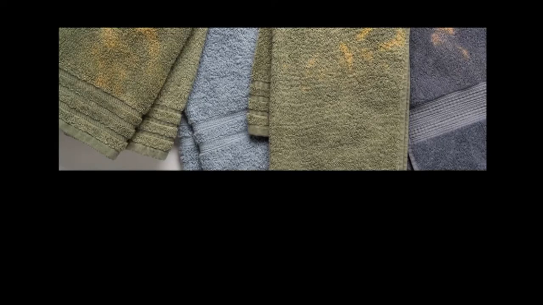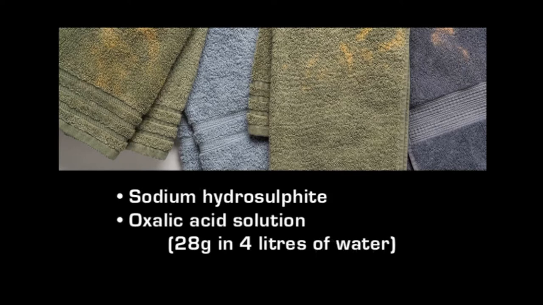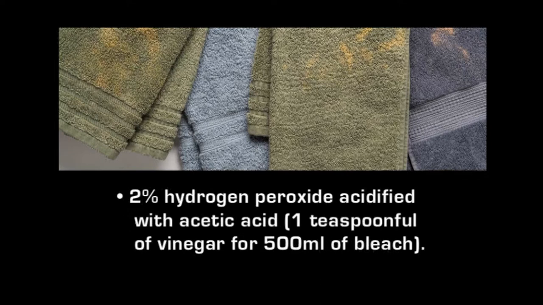The fabric is steeped in the bleach for a few minutes and then the excess bleach is rinsed out of the fabric, which has now stained with a characteristic brown color. A brown color is left in the fabrics, which can be removed by treating with the following solutions, that is sodium hydrosulfide, oxalic acid solution that can be 28 grams in 4 liters of water, or 2% hydrogen peroxide acidified with acetic acid that can be 1 teaspoon of vinegar for 500 ml of bleach. The fabric must be rinsed thoroughly in water after treatment with the above chemical.